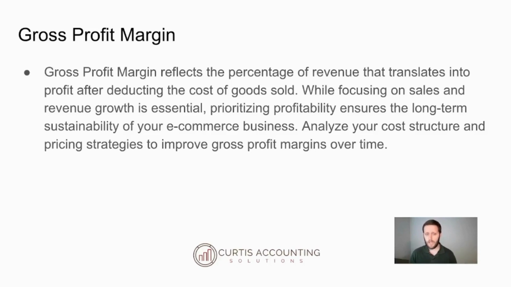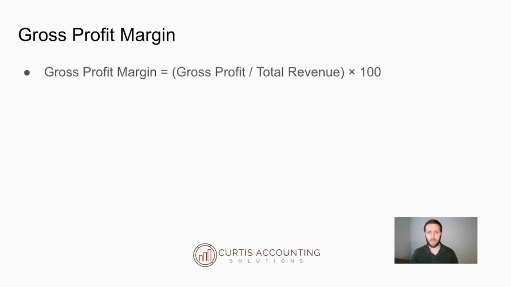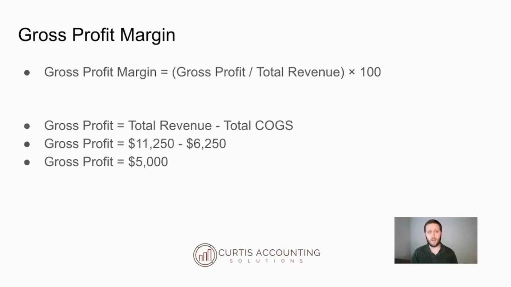So using our example, let's calculate the gross profit margin for our sneaker store. To calculate this, we've just got to subtract cost of goods sold from total revenue to get gross profit, and then multiply that by 100 to get a percentage. So we first need to calculate the gross profit itself, and then we can do the gross profit margin. We know that we have total revenue of $11,250. Our total cost of goods sold is $650. And so plugging these numbers in, we get $5,000 as our gross profit.